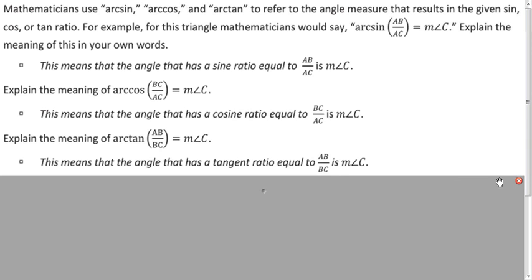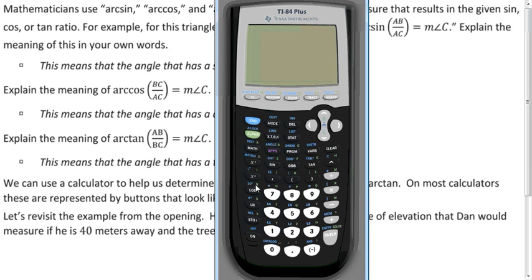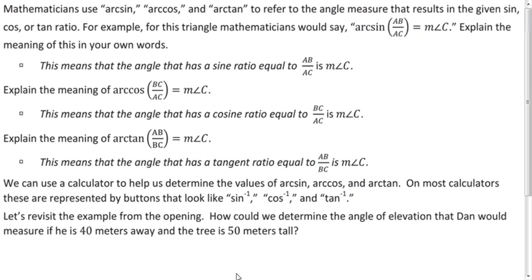Now on the calculator, usually they don't write out arc sine, arc cosine, arc tangent. They use the inverse notation. It looks like an exponent that's -1, but it's really not. This -1 just means inverse. So this is inverse sine, inverse cosine, inverse tangent. I'll show you how to do this in the calculator in a moment. But let's go back to the problem at hand. We want to figure out what is that angle of elevation.